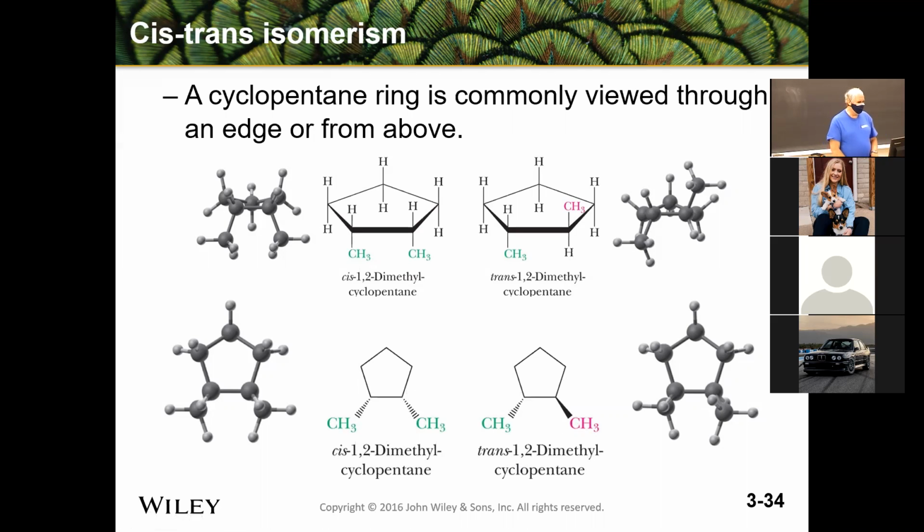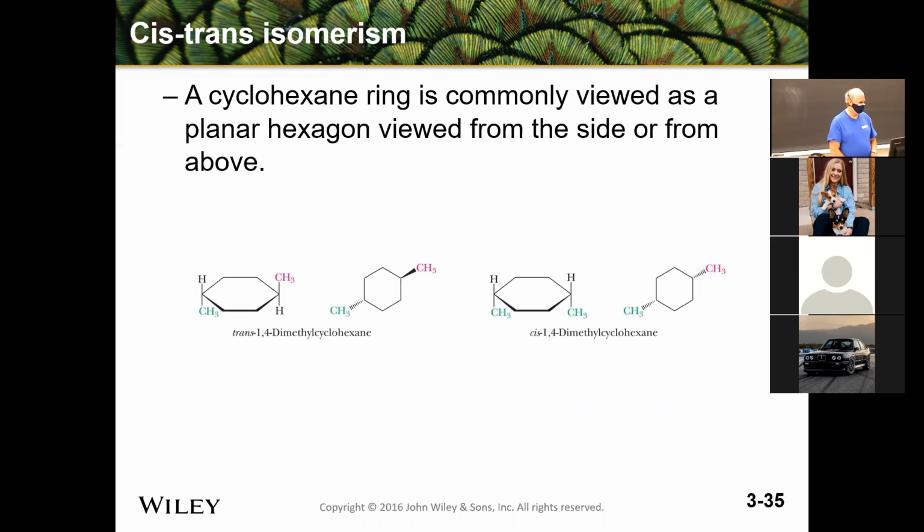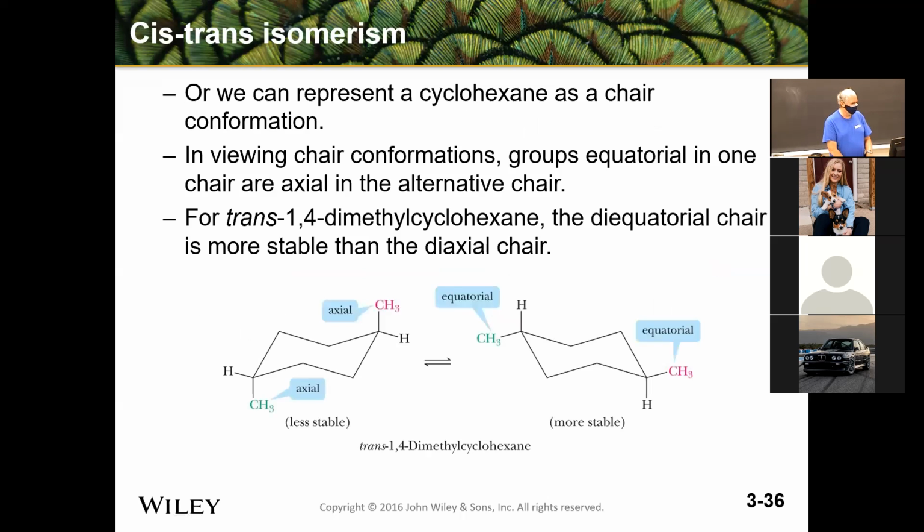These are different compounds. They have different properties. And here's a couple of other ways to represent trans and cis cyclohexane isomers. Sometimes it's represented as a planar hexagon, even though in reality it's not really a planar hexagon. I said earlier the most stable conformation is the chair.